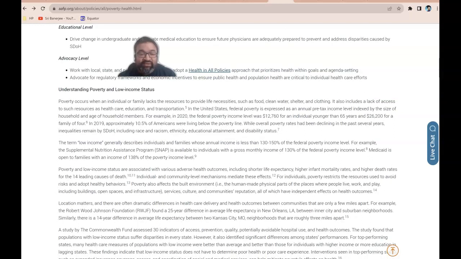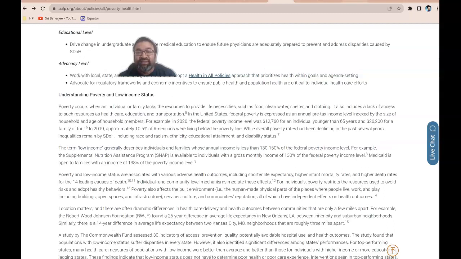Poverty and low income status are associated with various adverse health outcomes, including shorter life expectancy, higher infant mortality rate, and higher death rates for the 14 leading causes of death.